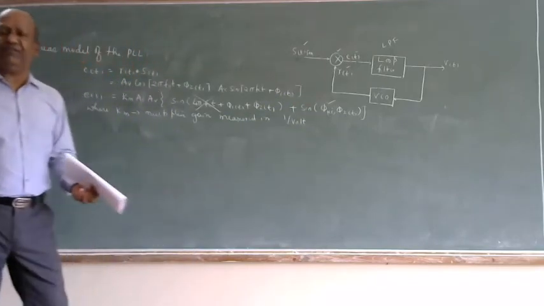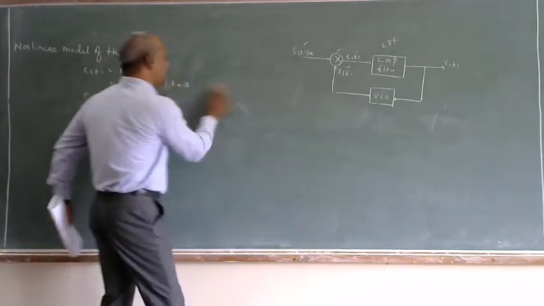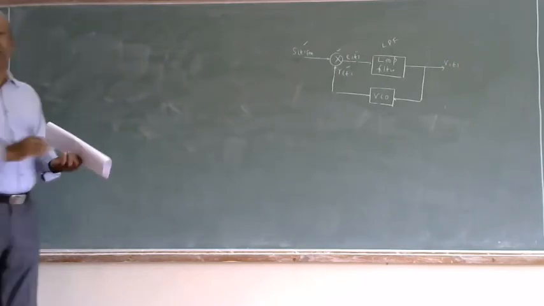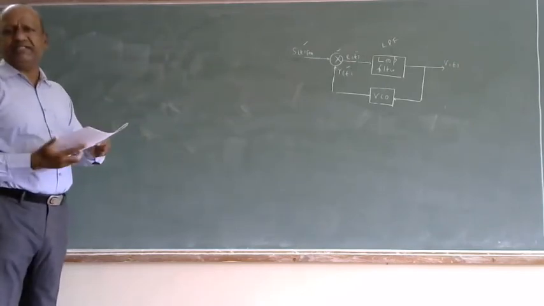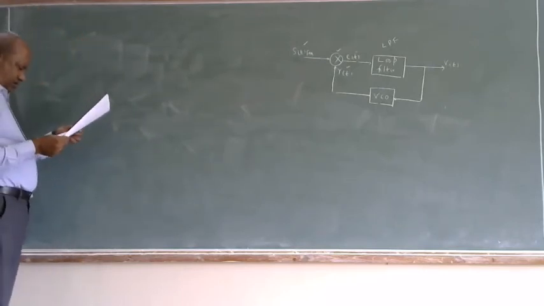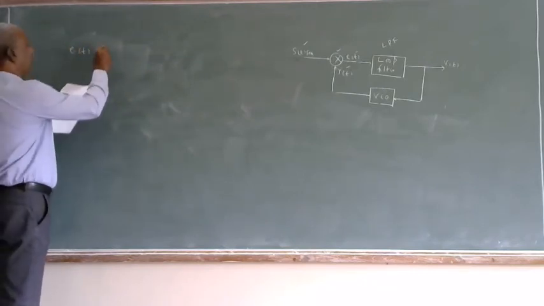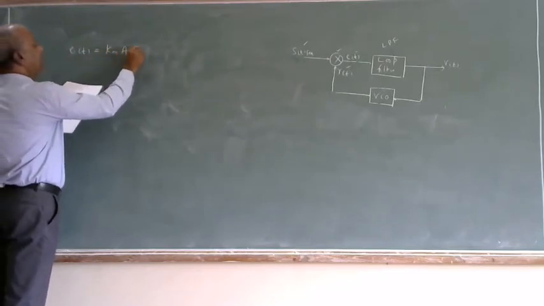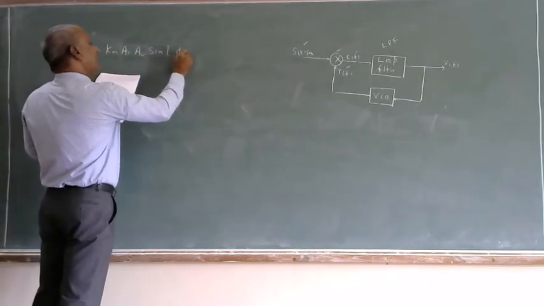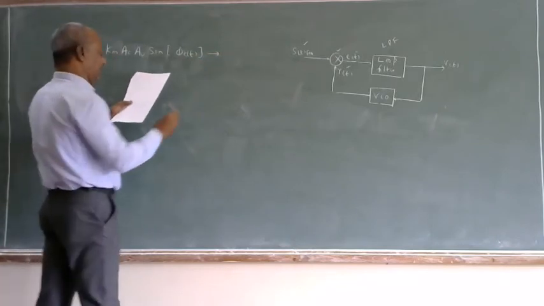Hence I can write E of t equals to, discard the first term, remove the first term because the response is 0. It is not considering it. So I am writing here E of t is equal to Km AC AV sine of phi of t. Equation number 5.